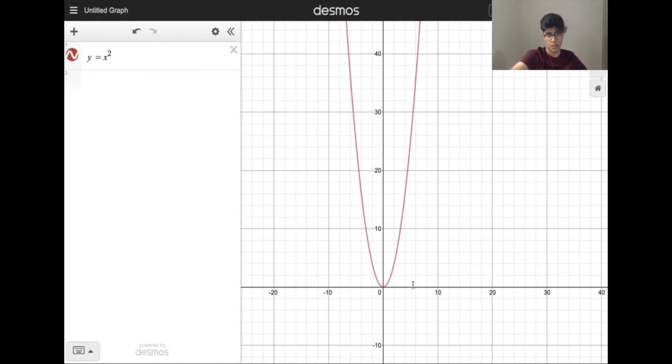So this is y equals x squared, and this is what a quadratic function looks like, with, I guess, a happy face. The shape of this curve is called a parabola. That's the actual name for it, or I refer to it as a smiley face, for example.